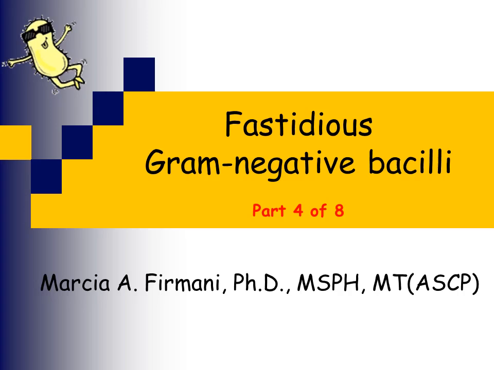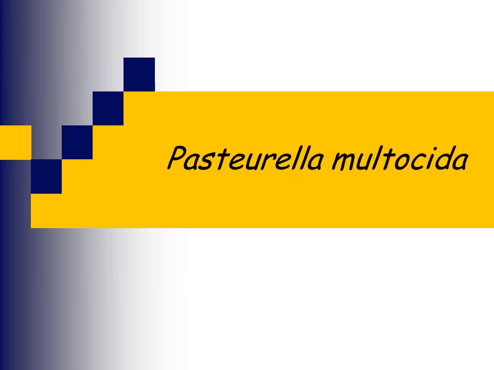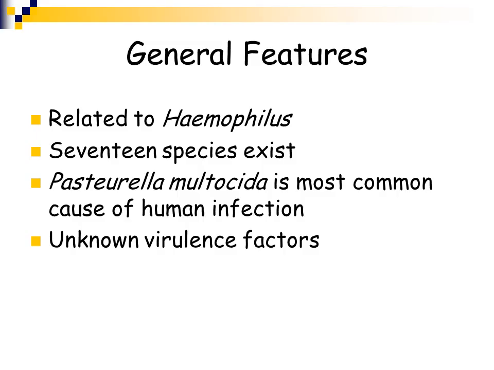This is the fourth part of our Fastidious gram-negative rod lecture. And in this lecture we are going to focus on the organism Pasteurella multocida. Now the Pasteurella are related to the Haemophilus organisms, and there are 17 species of Pasteurella that exist. However, Pasteurella multocida is the organism that is most commonly associated with human infection, and the virulence factors are not well characterized.